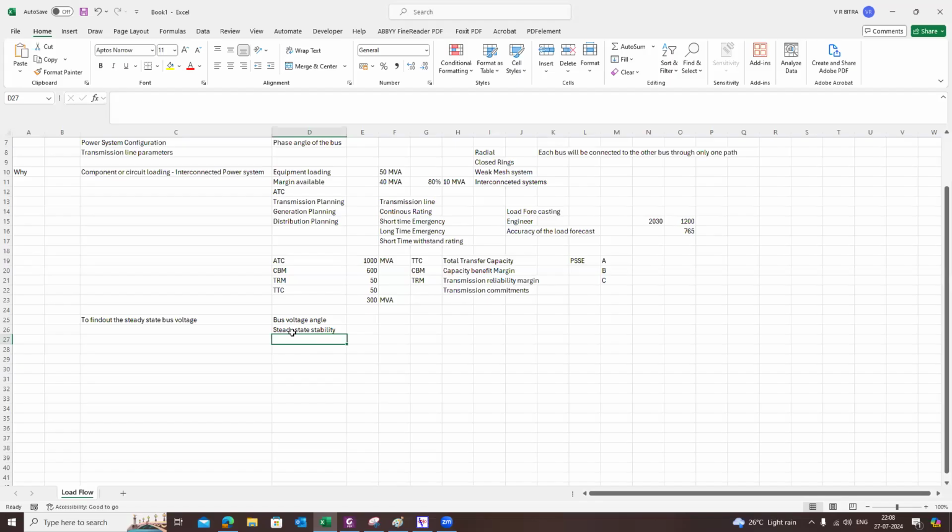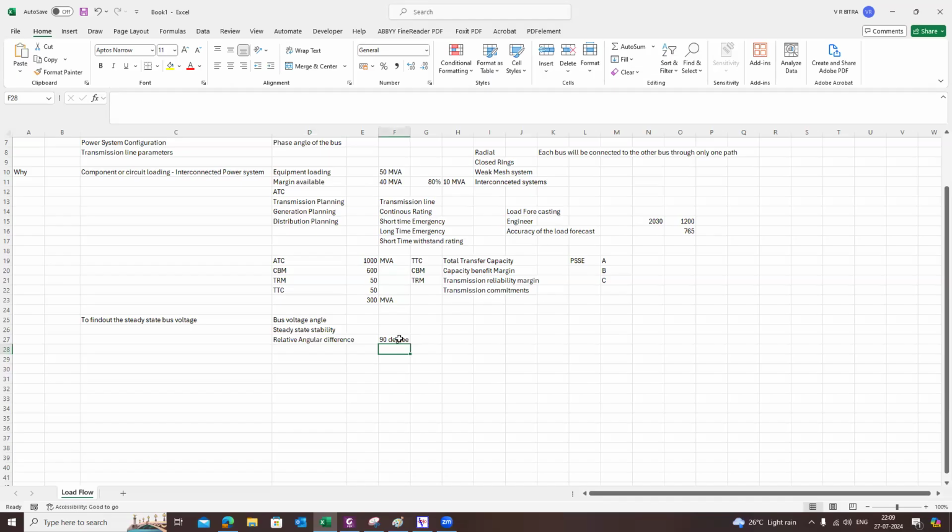Now, what is the steady state stability? Steady state stability means what will be the angle of one bus with respect to another bus. It is talking about the relative angular difference. You can say it is a relative angular difference that talks about the steady state stability. If this relative angle goes beyond 90 degrees, then the system will not be stable in steady state itself.